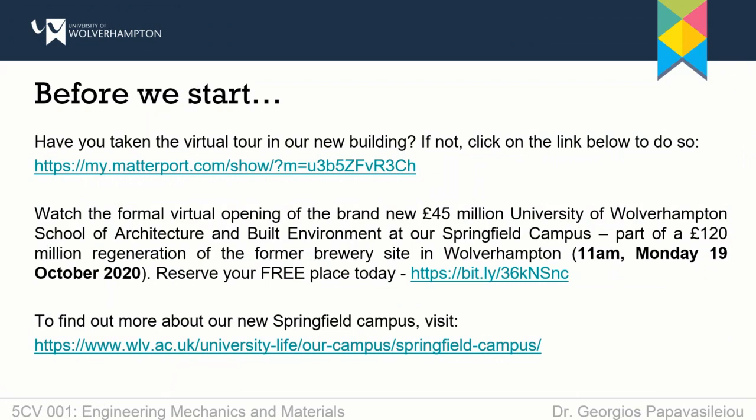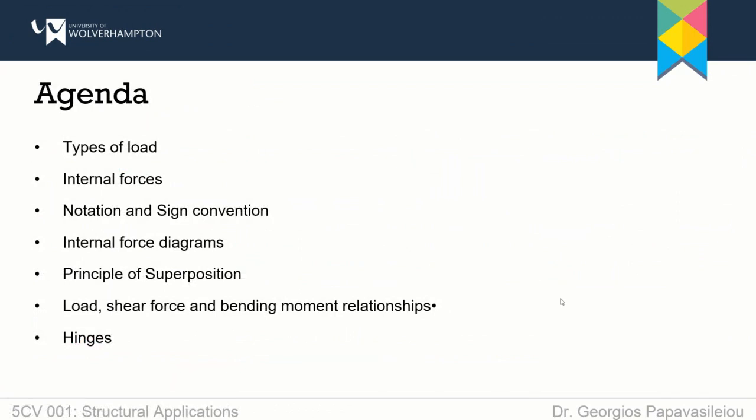So let's see what we will be dealing with today. Today we will focus initially on the types of loads. It's just a recap of how we represent loads and what their effect on the structures is. We will focus most of our presentation today on the internal forces diagrams and how you can get the internal forces diagrams for various types of statically determinate structures.